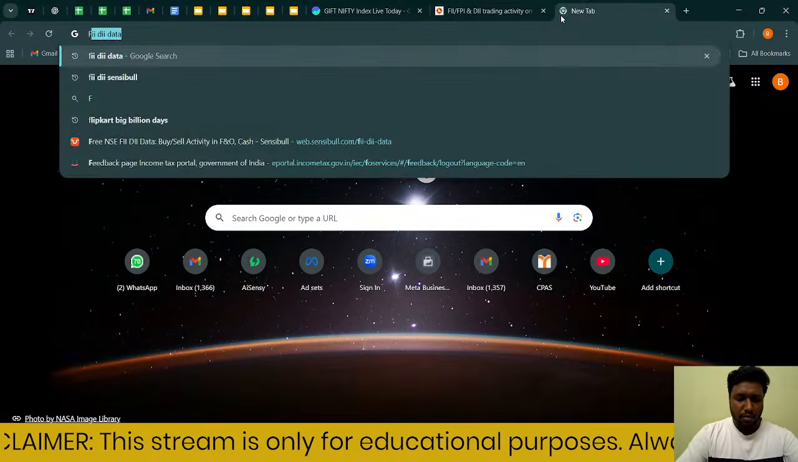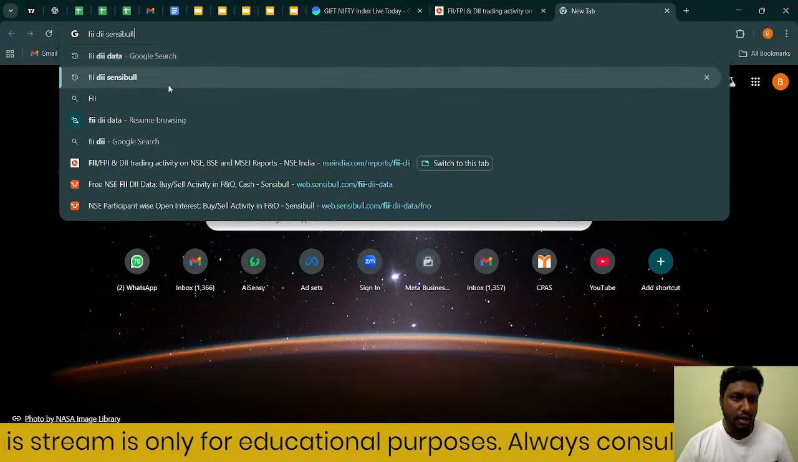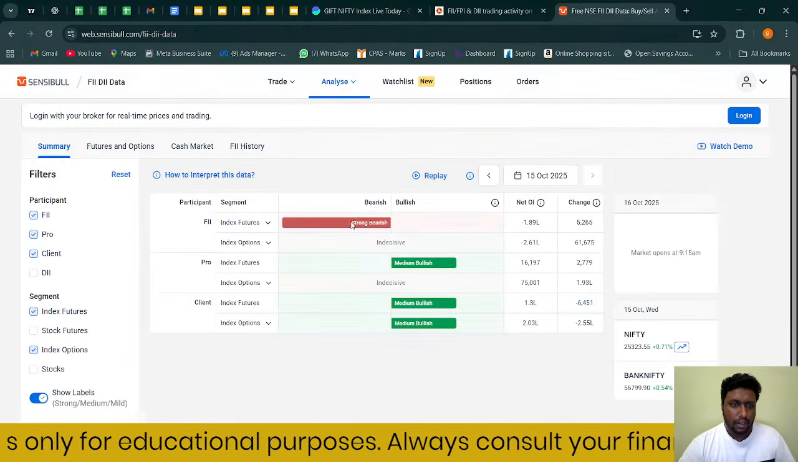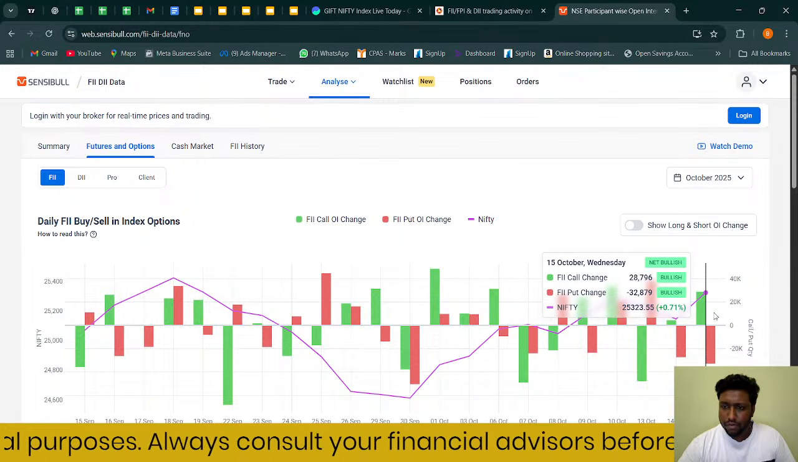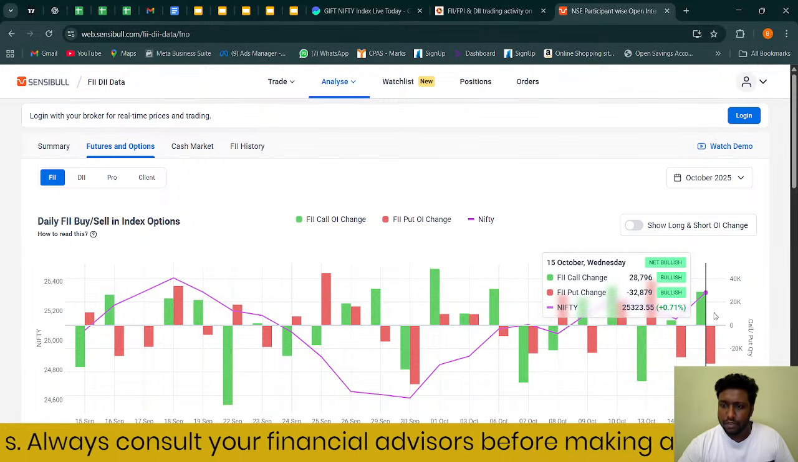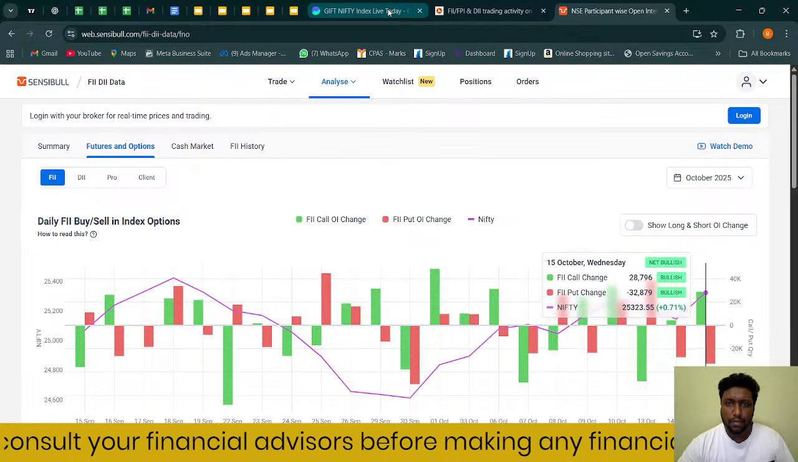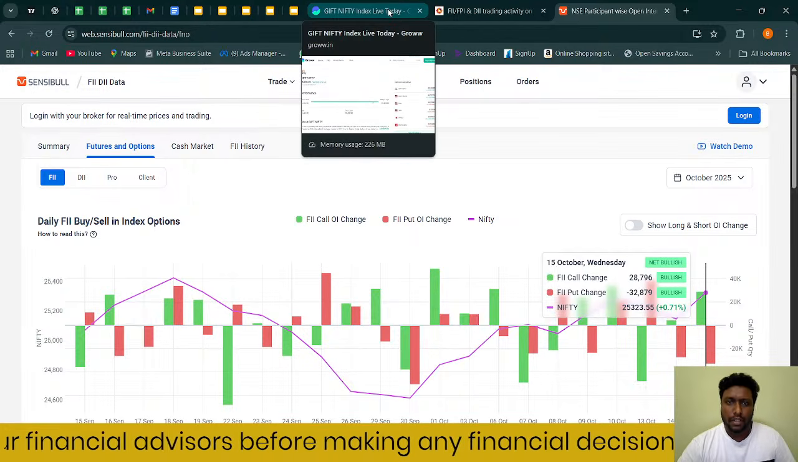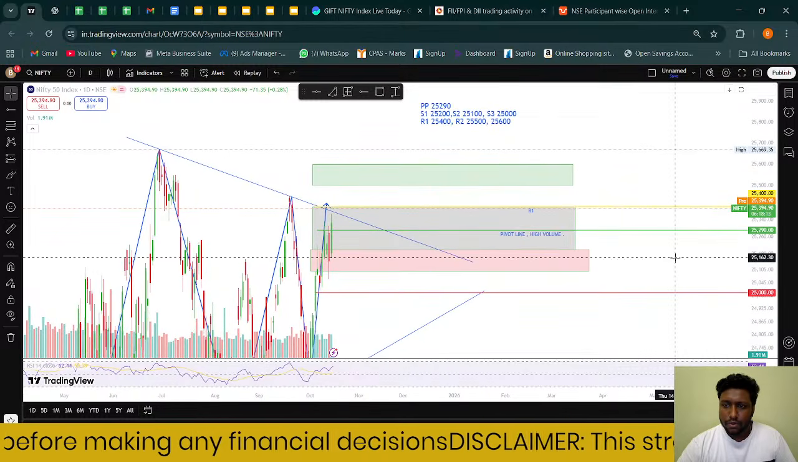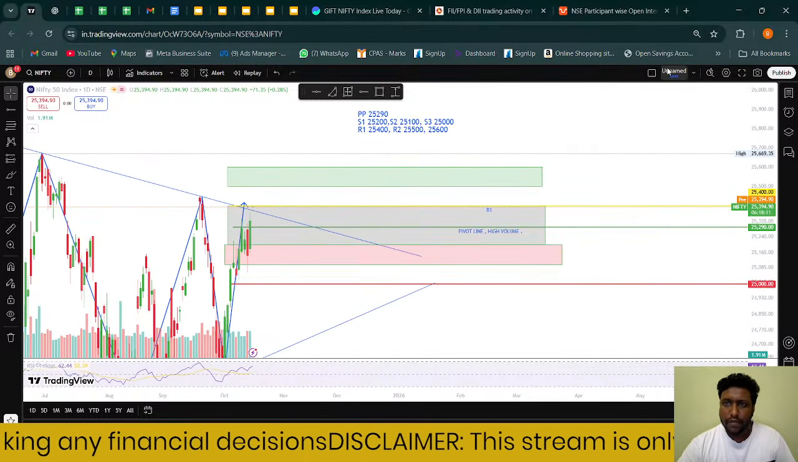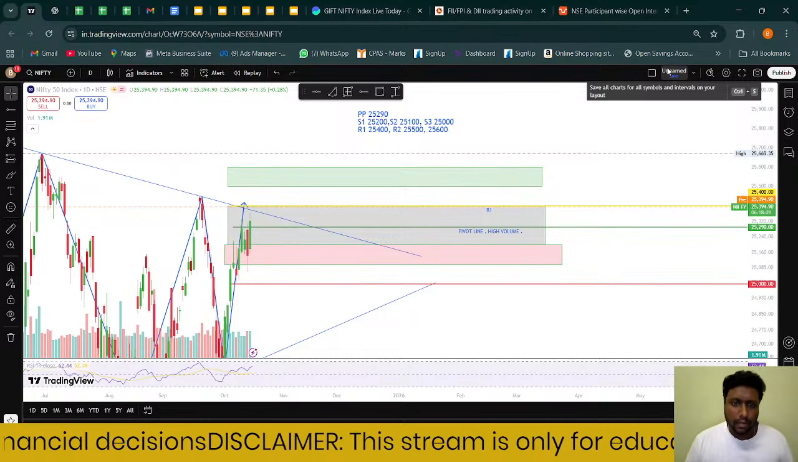So let's focus on FII's derivative status. If we see FII's derivative data, on October 15 it also closed net bullish, which validates our positive or bullish continuation in the market in all three indices. It clearly validates the more bullish continuation in the market.